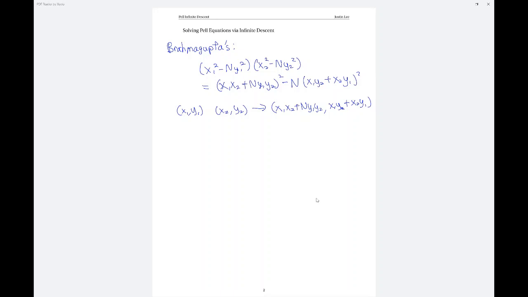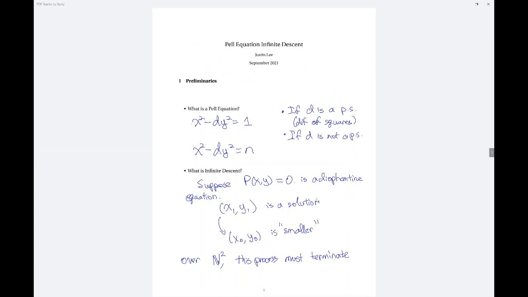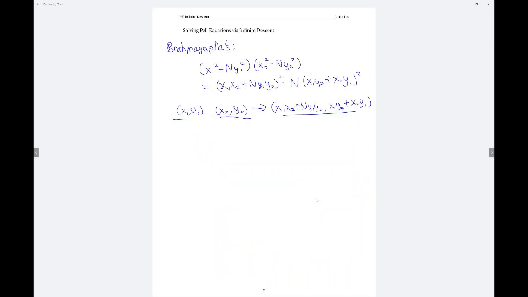What Brahmagupta's also allows us, here we're looking at solutions to the proper Pell equation, x squared minus 3y squared equals 1. And of course it works because then the first term here is 1, the second term is 1, and the right hand side is 1. What about general solutions, general Pell equations?